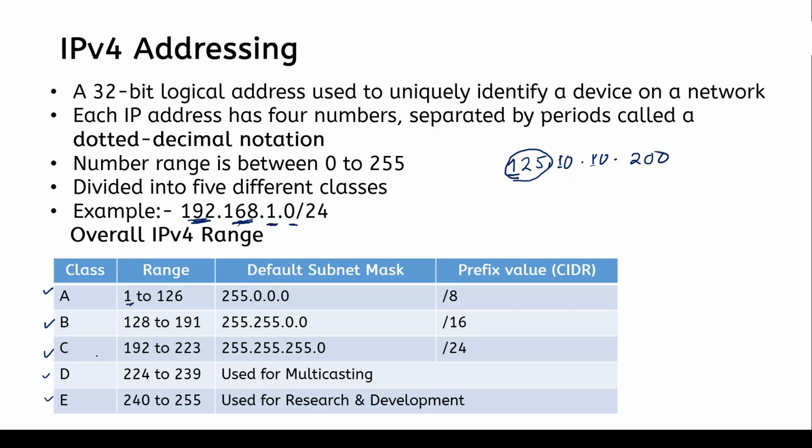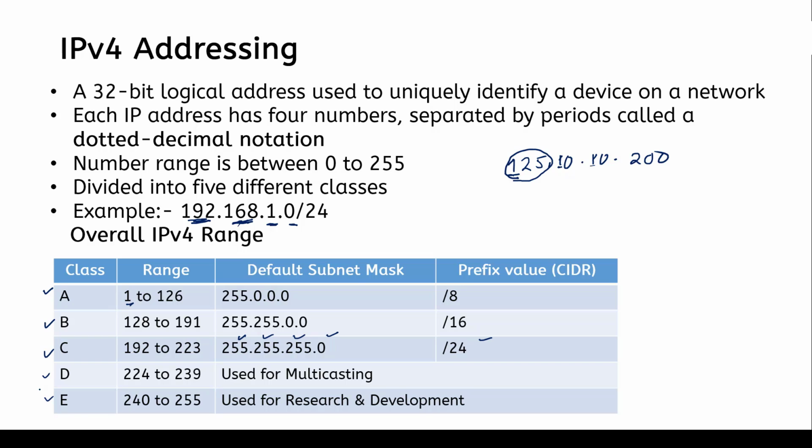Next, if you see any IP address that starts from 192 to 223 in the first block, then that is a Class C IP address. Class C IP addresses always have the default subnet mask 255.255.255.0. The default prefix value, or the CIDR notation, is /24. Likewise, the Class D IPv4 address starts with 224 and ends with 239. It is used for multicasting, so we do not assign a Class D address to any hosts.